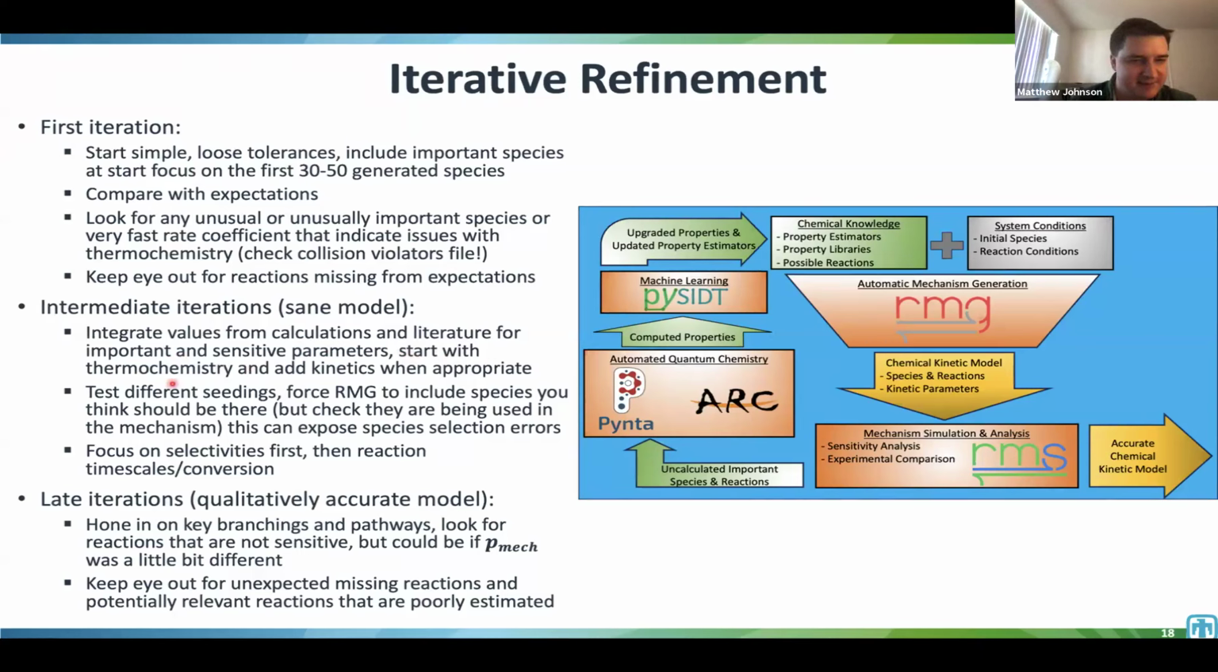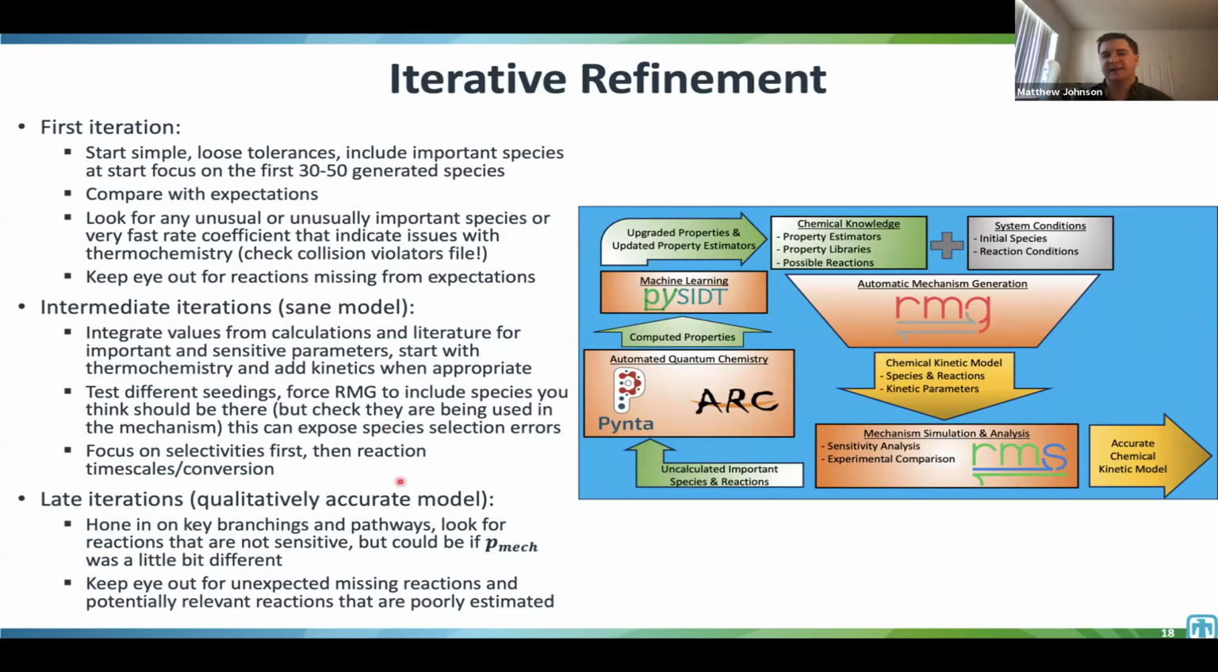Usually want to start with thermochemistry and add kinetics when appropriate, unless you're planning to run all of those, as is often common in surface systems. You want to test different RMG seeds. It's also worth forcing RMG to include species you think should be there, but check and make sure that after you added them, they're still being used in the mechanism. This kind of process can expose some species selection errors.